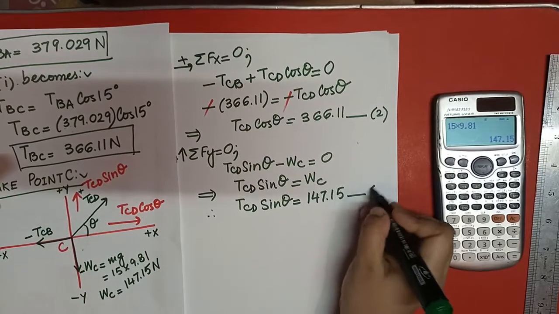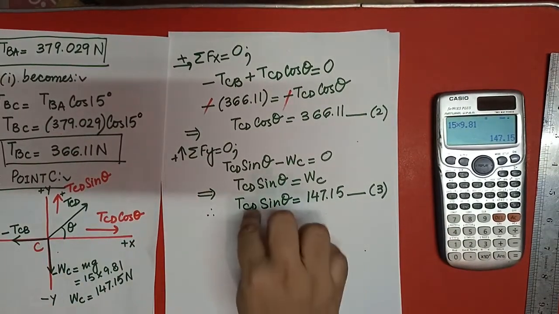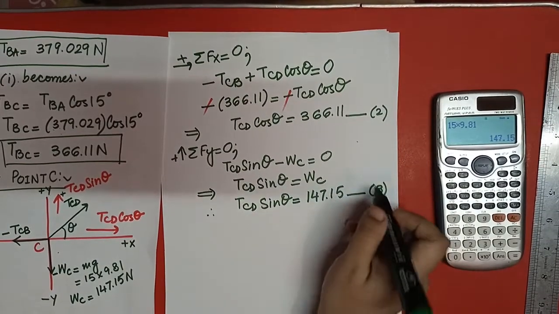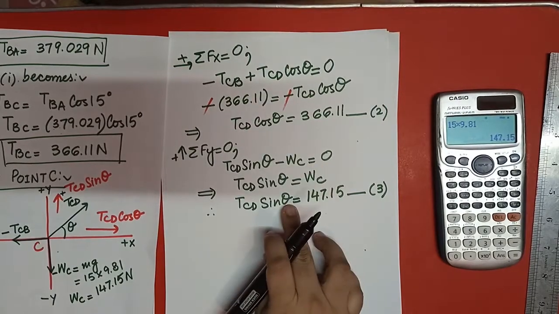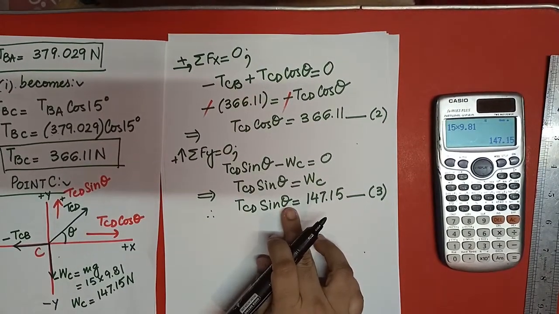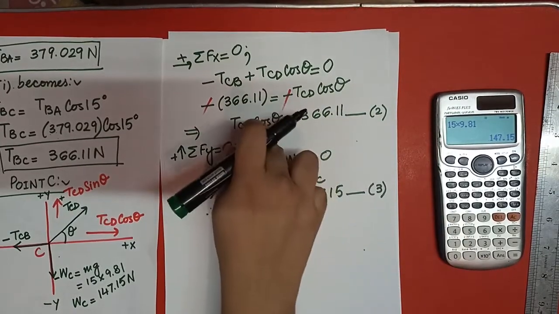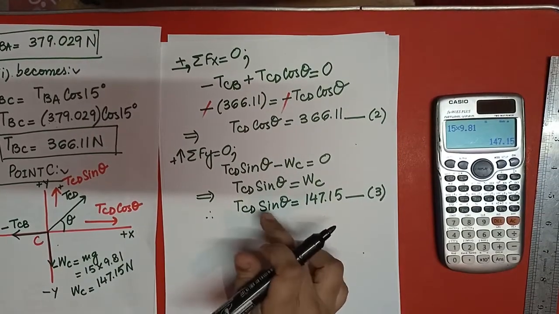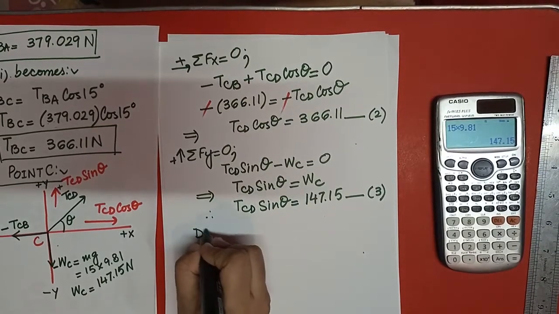Now I give it the name equation number 3, and I have to solve for TCD and theta, both of which are unknown in both equations. So I divide equation number 3 by 2. Why am I doing it like this? Because sin theta upon cos theta will be equal to tan theta, and I will get into trouble if I divide 2 by 3, because I would have to solve it with the cosecant. I don't want to go for cosecant or sec theta. So right now I am using tan theta, so divide 3 by 2.